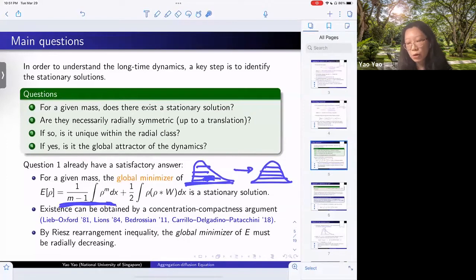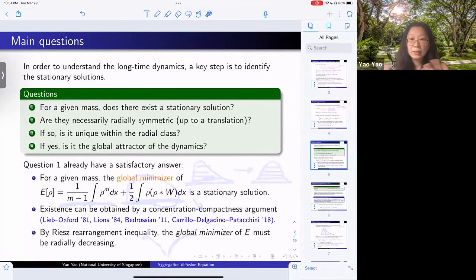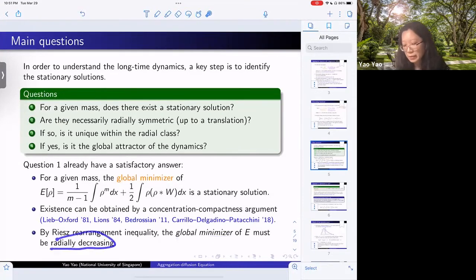Then the L^m norm doesn't change, but the Riesz rearrangement inequality will give us that W is a radially increasing potential. So the second term is going to drop under this symmetrization procedure. Okay, so that tells us the global minimizer is radially decreasing for free.